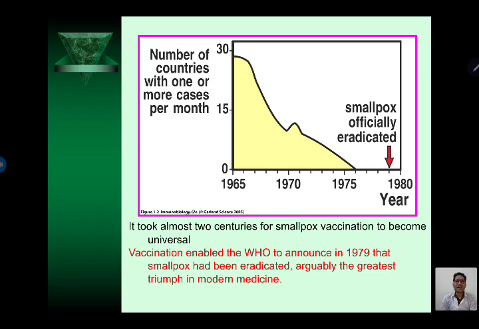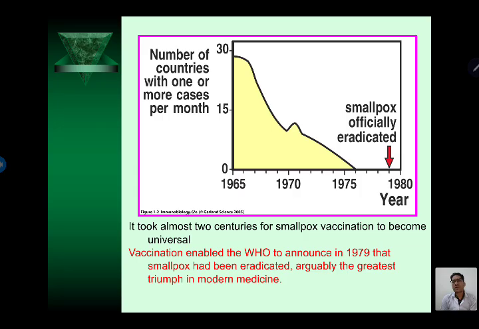The next one is the number of countries with one or more cases per month. 30% is the maximum range, 50% is the medium range, and 0 is 0%. In 1965 there were more cases of smallpox, in 1970 it was in the middle, and in 1975 there was a very low level of transmission and spread. In 1980 smallpox was officially eradicated.